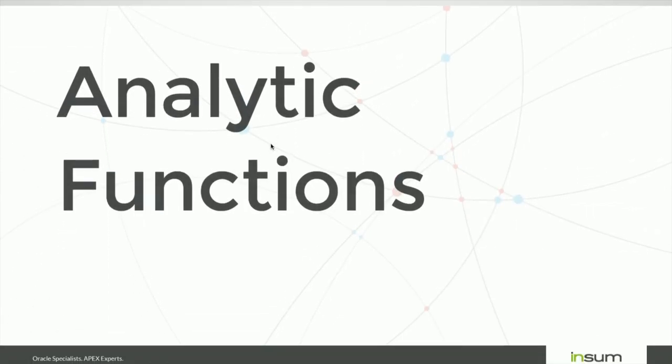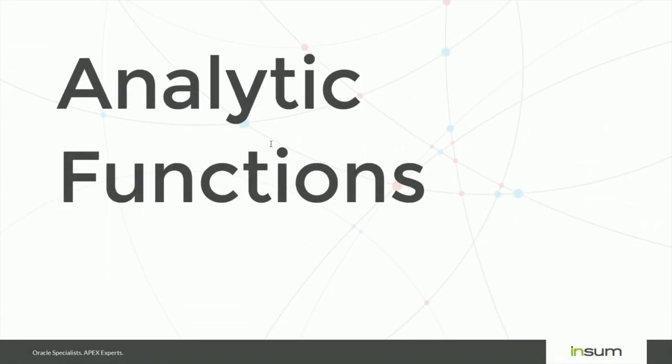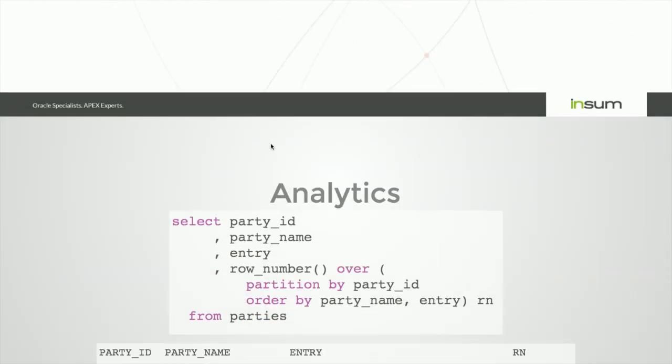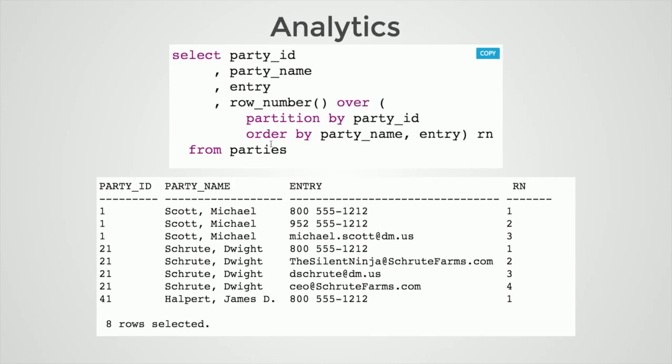And this is where analytic functions come in. Who's used them? Okay. Almost the whole room raised their hand, and that's fabulous because they're super powerful. Analytic functions, and we're just going to use one here for this main example. There's this row number analytic function. It basically, every time the party ID changes, it's going to start numbering again.